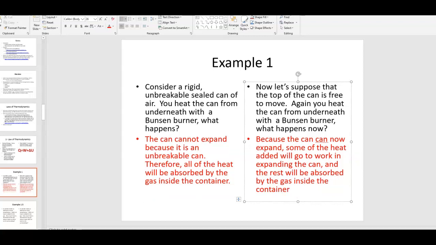And again, what the first law says is basically conservation of energy, is that all the heat you add in, whatever doesn't go to the work expanding the can, is going to be absorbed by the gas inside the container. So it's basically like conservation of energy. Okay, so that's example 1.